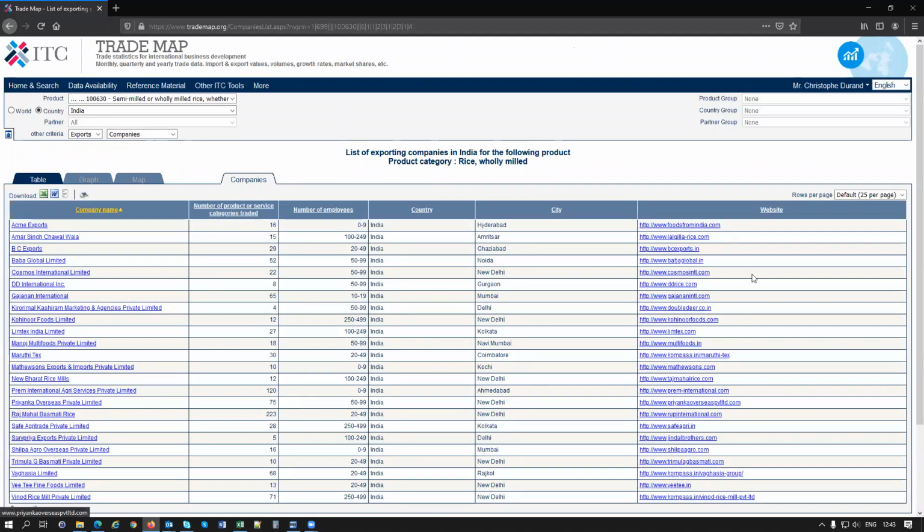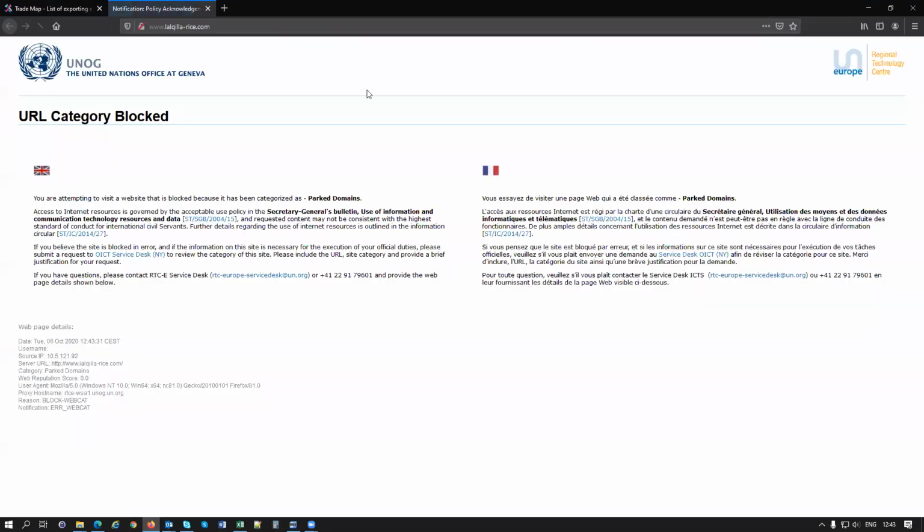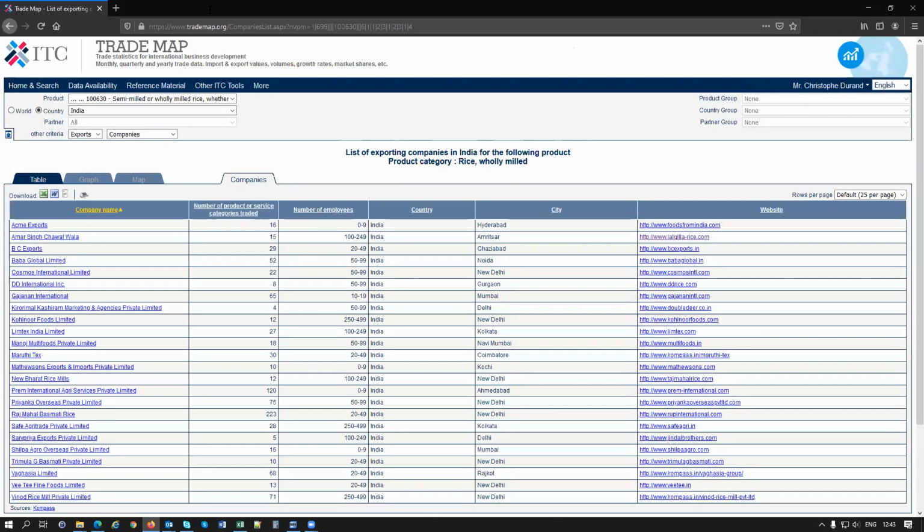And last but not least, the website. So basically, if you click on it, it takes you to... Oops, sorry. Yes, that's my firewall from the United Nations. I'm sorry. Let me give it another try.